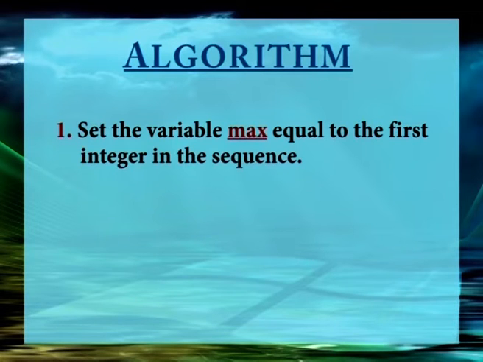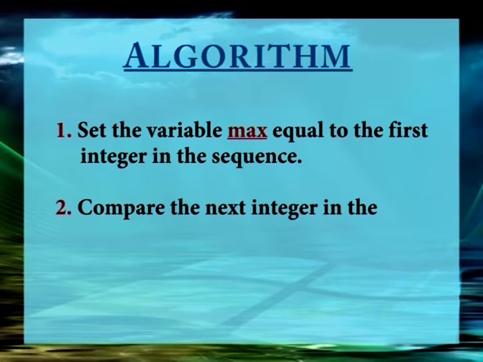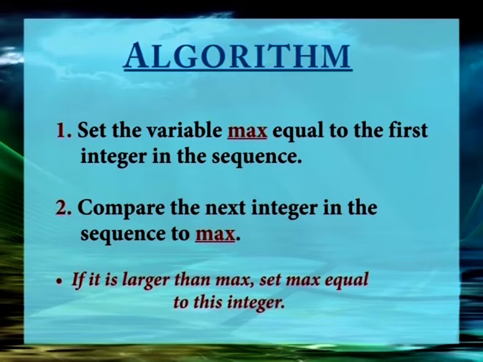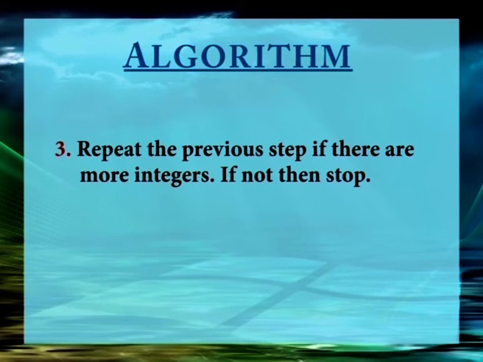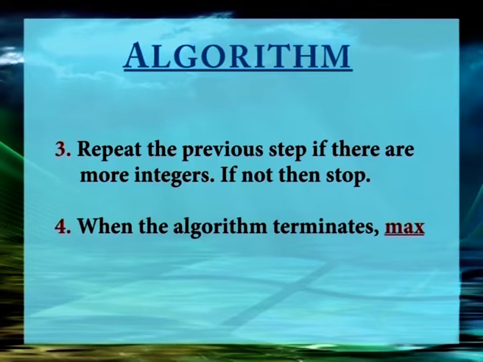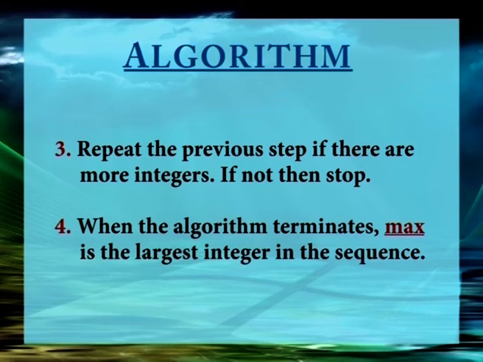The algorithm, as shown on the screen, is: Step 1, set the variable max equal to the first integer in the sequence. Step 2, compare the next integer in the sequence to max. If it is larger than max, set max equal to this integer. Step 3, repeat the previous step if there are more integers, if not then stop. When the algorithm terminates, max is the largest integer in the sequence.